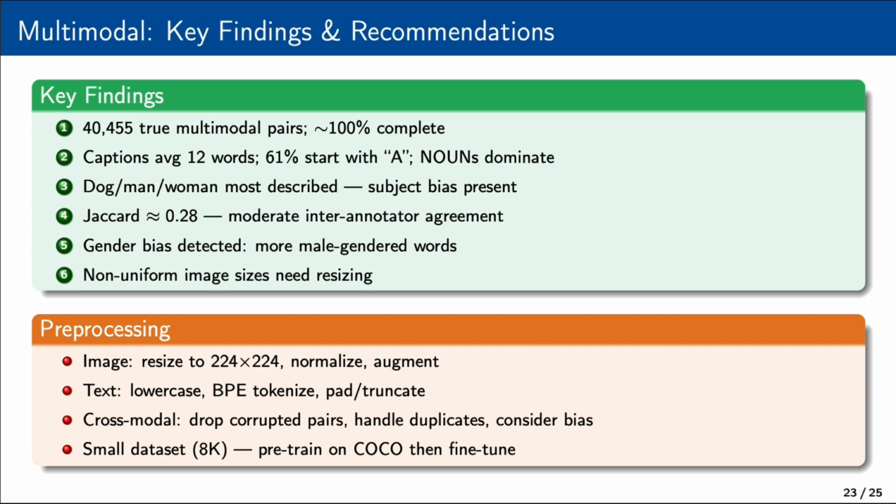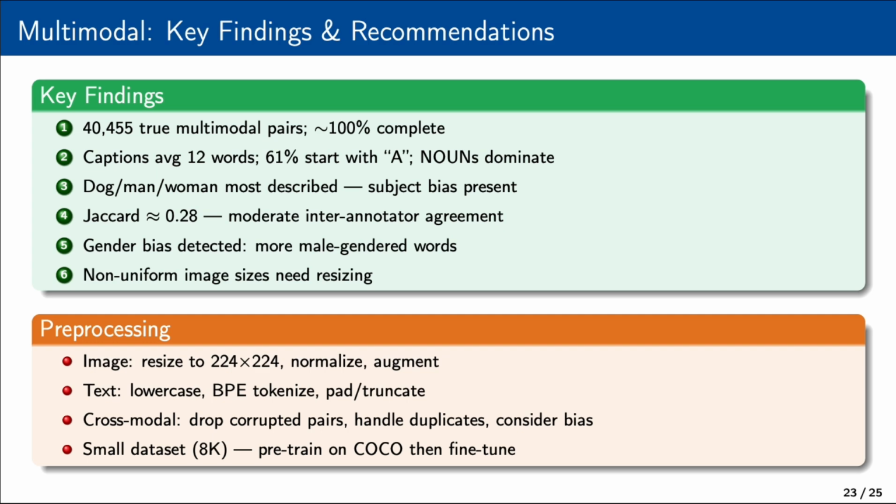And finally, non-uniform image sizes mean resizing is mandatory before any model training. For preprocessing, images should be resized to 224 by 224 to match standard vision backbone input sizes. Then normalized and augmented. Text captions should be lowercased, tokenized with BPE, and padded or truncated to a fixed length.